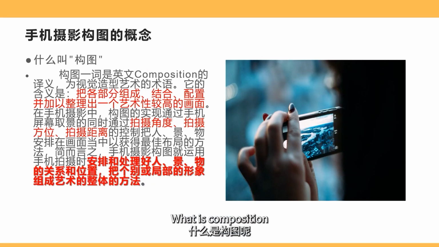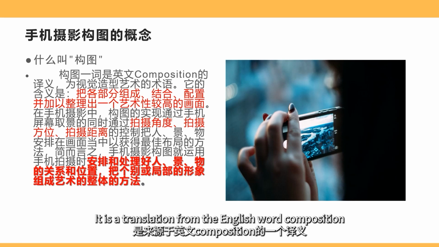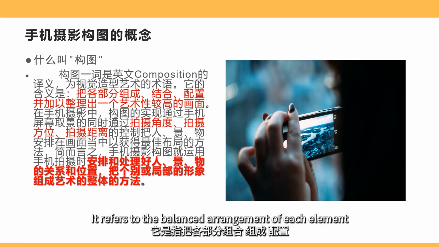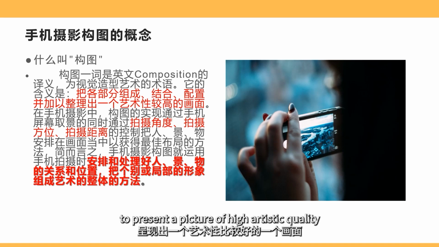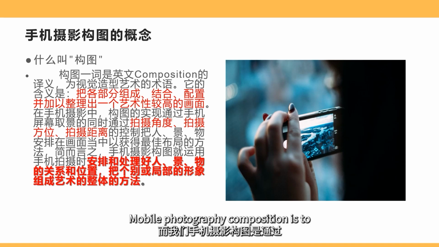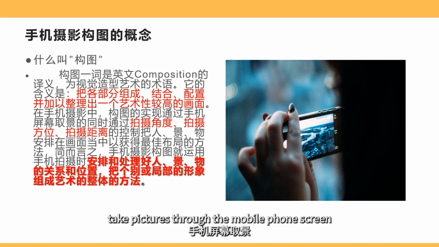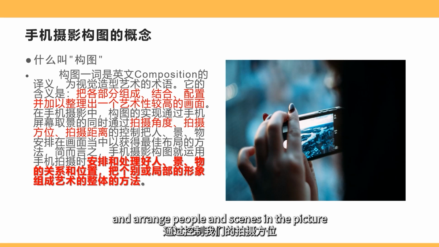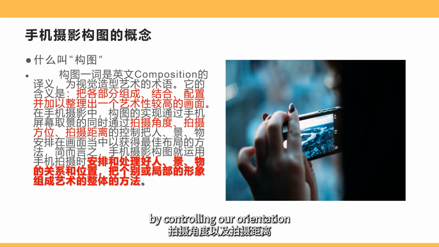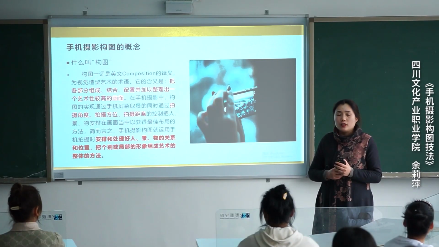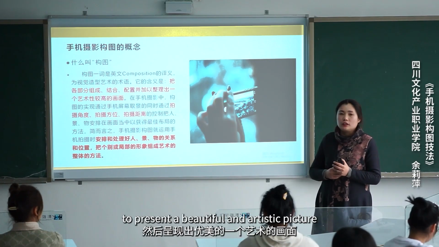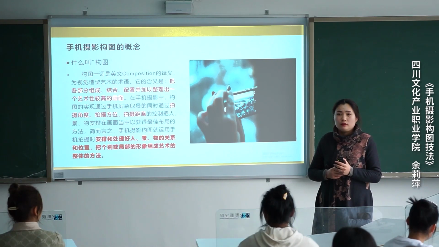What is composition? It is a translation from the English word composition. It refers to the balanced arrangement of each element to present a picture of high artistic quality. Mobile photography composition is to take pictures through the mobile phone screen and arrange people and scenes in the picture by controlling our orientation, angle, and distance to present a beautiful and artistic picture.